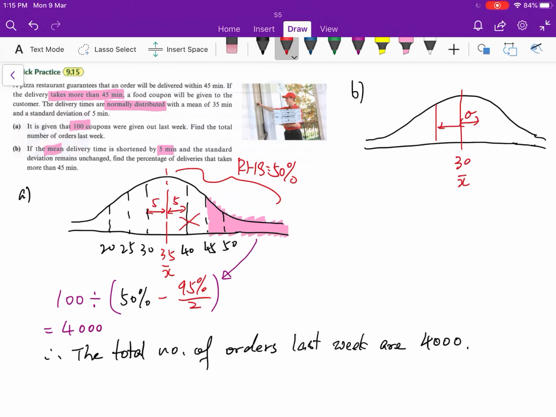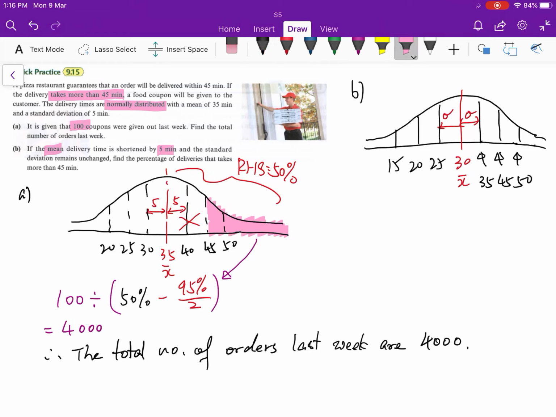Now the new mean is shorter by 5, which means it's 30. But the standard deviation didn't change, so we need to keep the standard deviation at 5. So now you have the new first sigma, second sigma values: 35, 40, 45, 50. Then the other side, of course, will be 25, 20, then 15. That will be your new normal distribution curve, right?